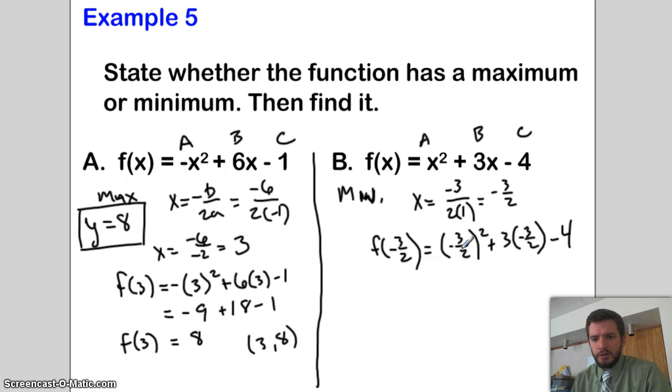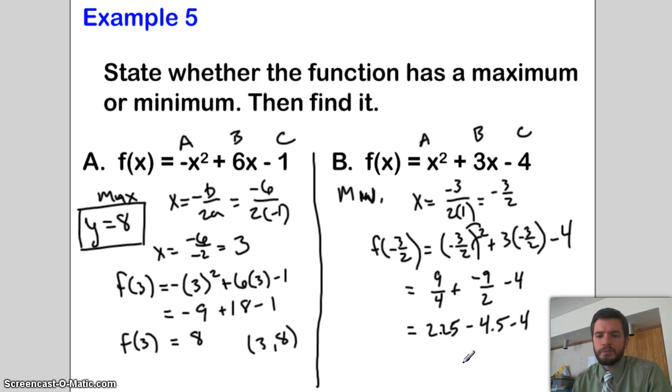Alright, so let's go ahead and keep going. Distribute your squared to both terms. This will end up being positive 9 over 4 plus -9 over 2 minus 4. Let's just go ahead and convert all these to decimals. So 9 divided by 4 is 2.25, and then -9 divided by 2 is going to be -4.5.